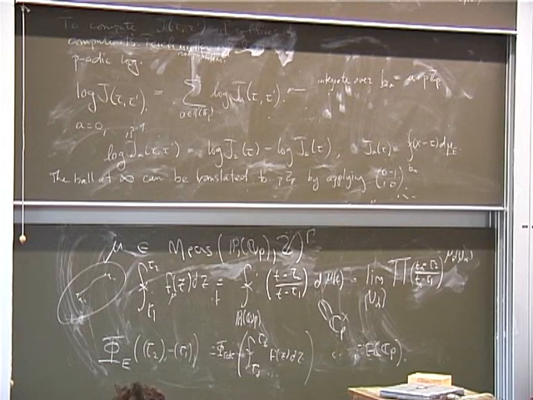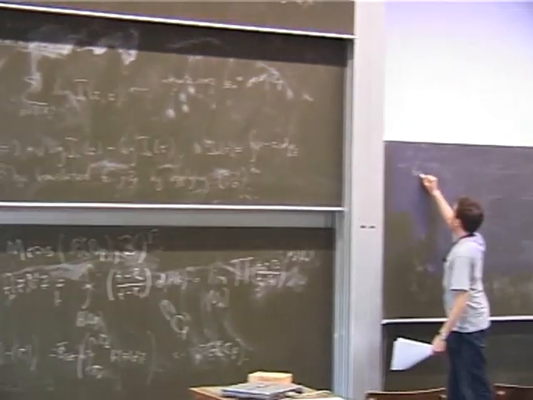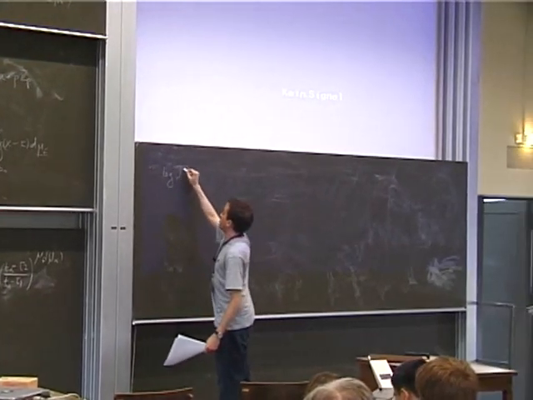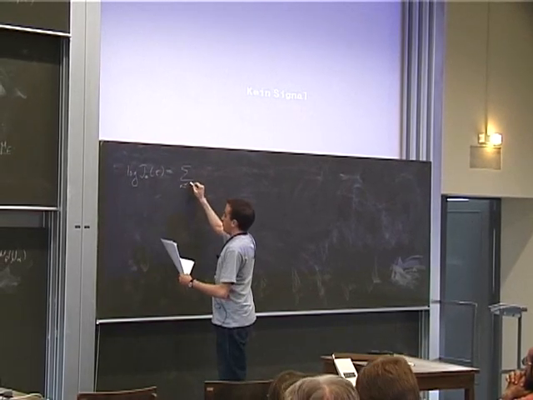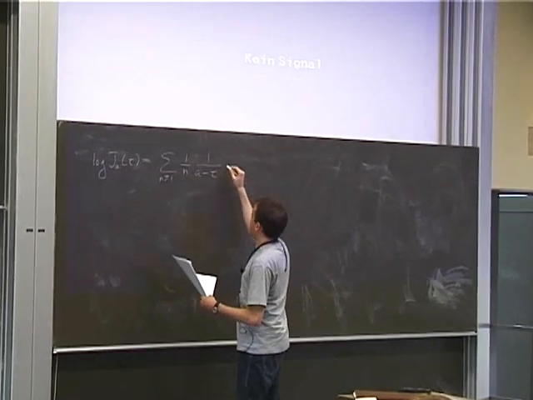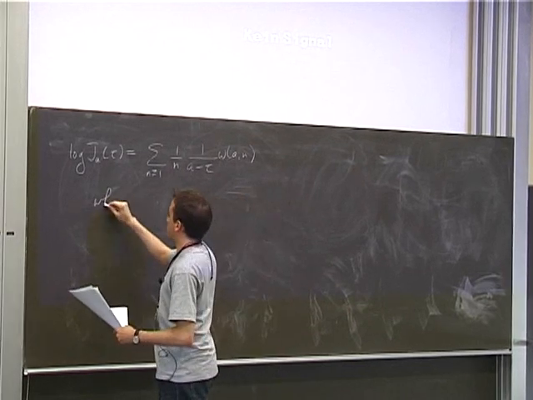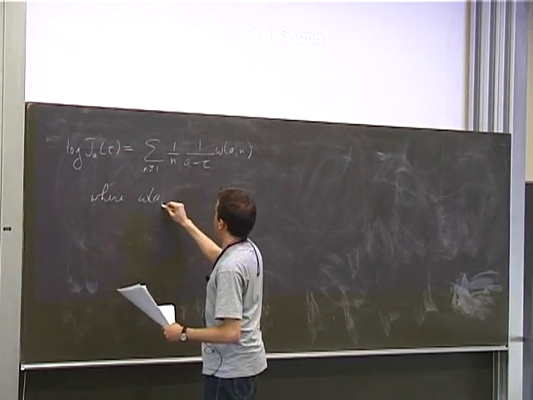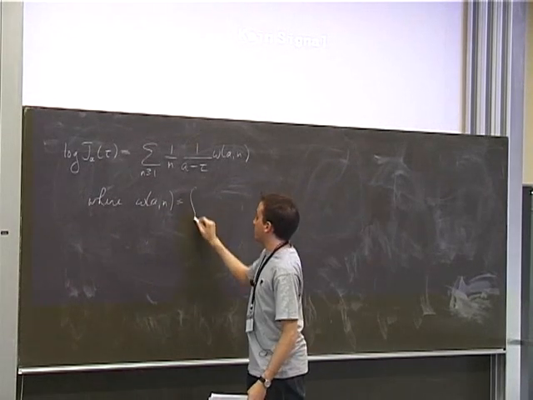All right. And now we can just do a Taylor expansion and write this as the sum over n of 1 over n times 1 over a minus tau to the n, times omega a n, where I define omega a n to be the nth moment of this measure mu e about the point A.